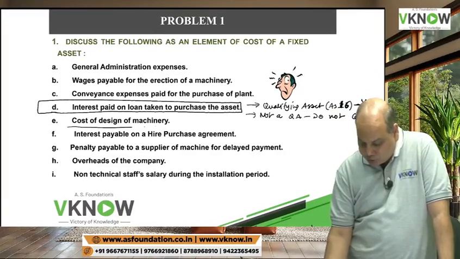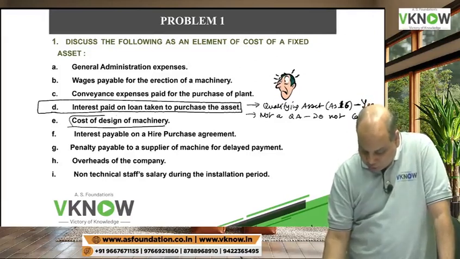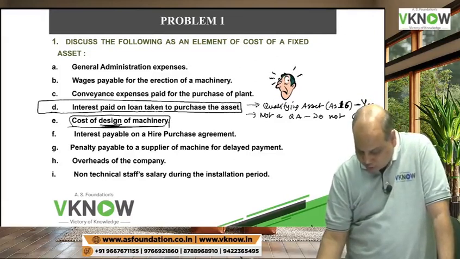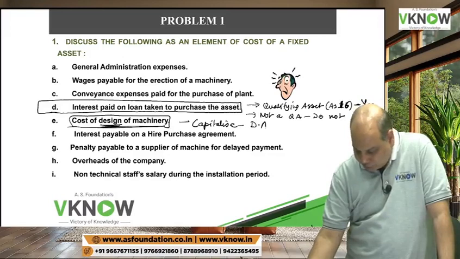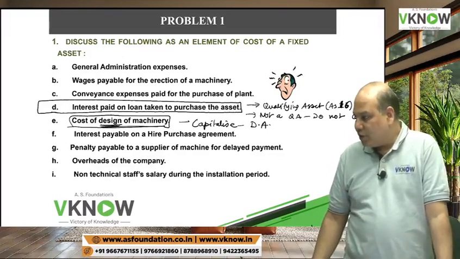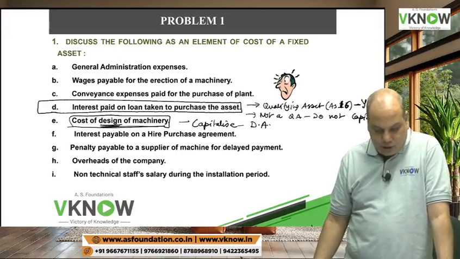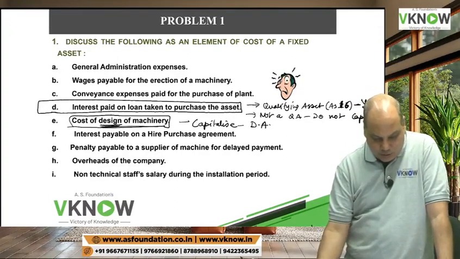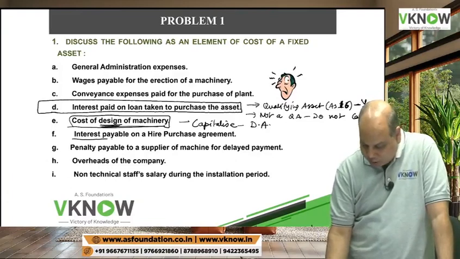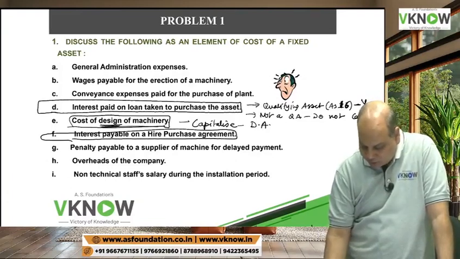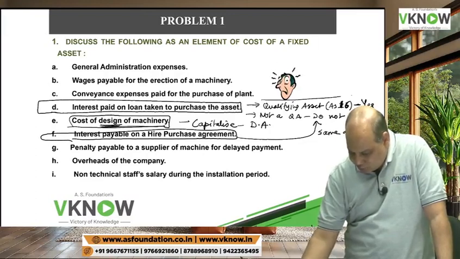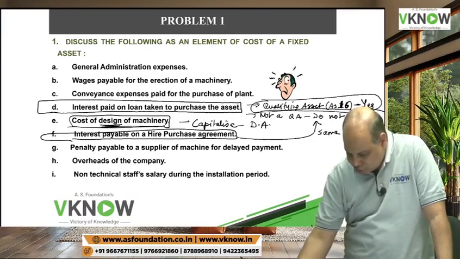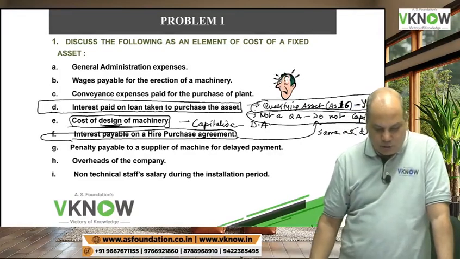Point number E, cost of design of a machinery. Tell me the answer for E. Capitalize, directly attributable. Capitalize, very good. Sanket, Ganesh, right? Interest payable on a hire purchase agreement. Same answer like D. If it is a qualifying asset, yes. Not a qualifying asset, then the answer is no.